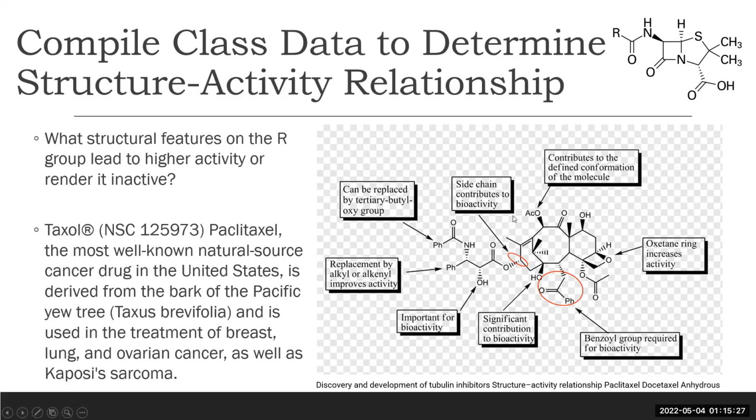This acetoxy group is important for conformation. It helps define the conformation, which is the 3D structure of the molecule, and conformation is important for binding to enzymes. And then they also looked at this four-membered oxetane ring, and the presence of it increases activity. So they have all of this information about what can and can't be changed about the structure to create different analogs that are still active versus rendering it inactive.